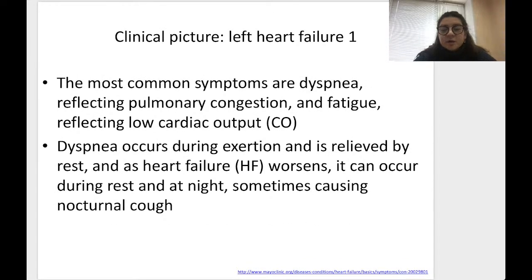And I said that it can be different for left and right. What is more typical for left? The most common symptoms are dyspnea, reflecting pulmonary congestion, and fatigue, reflecting low cardiac output. Dyspnea occurs during exertion and is relieved by rest. And as heart failure worsens, it can occur during rest and at night, sometimes causing nocturnal cough.